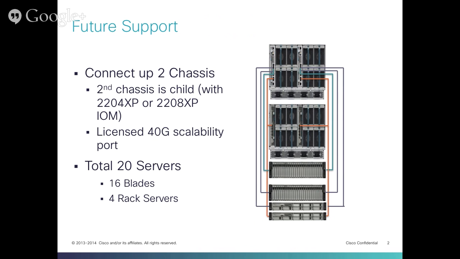So with the second chassis on the Mini, you need to use your standard 2200, 2204s, and 2208 IOMs. So these IOMs will basically act as a child to the FI 6324 that you connect to your parent. Okay, so where you connect the second chassis again is off of those QSFP 4x10 gig breakout cables, which I kind of highlighted with the orange cables, right? With the orange line here.